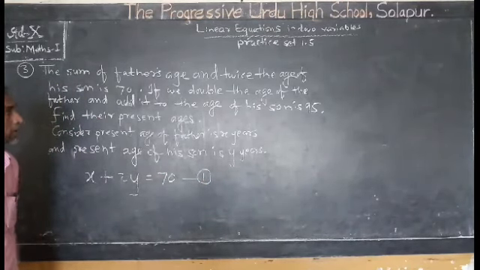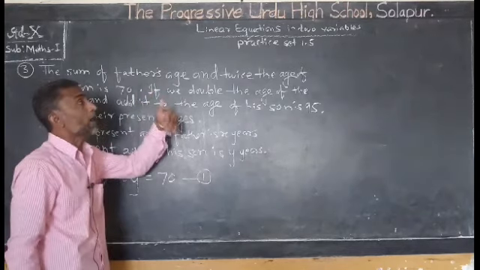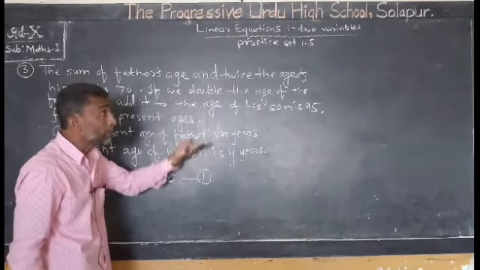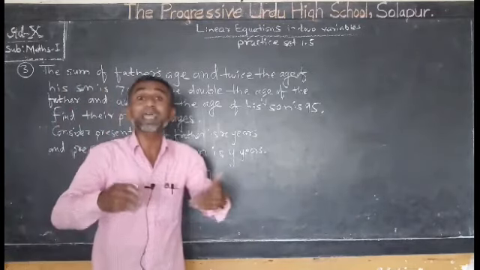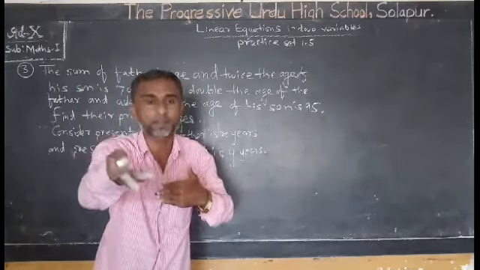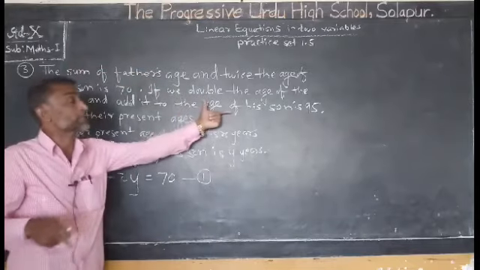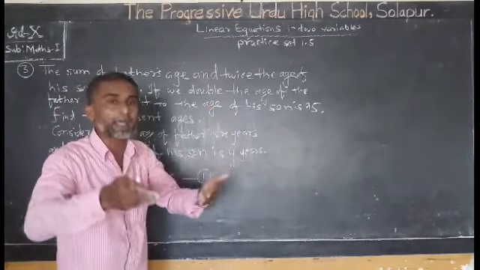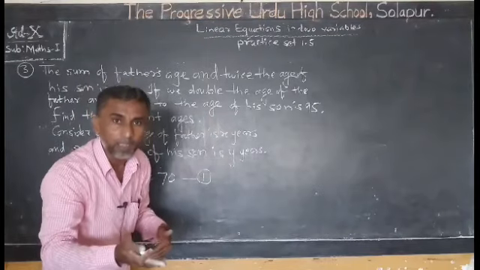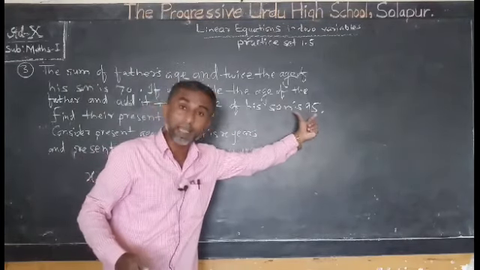Now, read again. If we double what? The age of father. The present age of father is x. If we double, that means 2x, and add it to the age of his son, that is y, the addition will be 95.